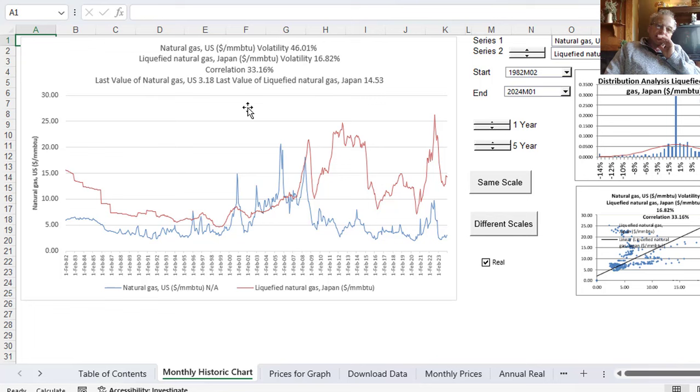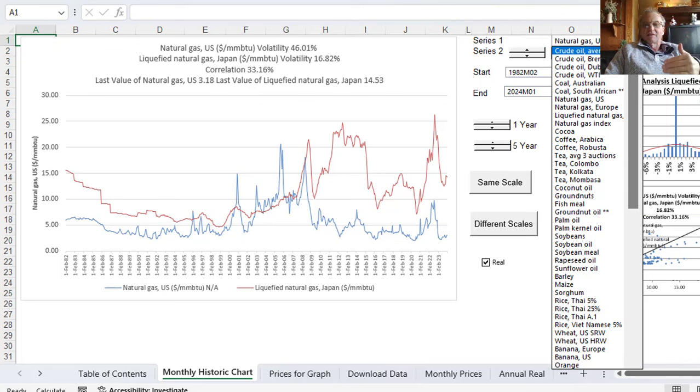Now, it's kind of interesting. When you look at liquefied natural gas, it's got a volatility. That's measured as the standard deviation of the rate of change. That's how you do it. But natural gas in the U.S. has this enormous volatility because it had all these kind of things. And the correlation is only 33%. But then you change this, and you can work through all of the value of being able to make a good presentation.